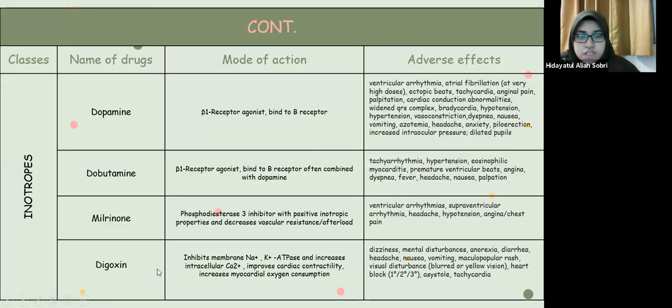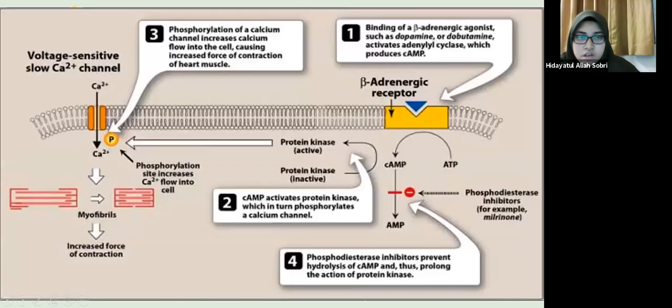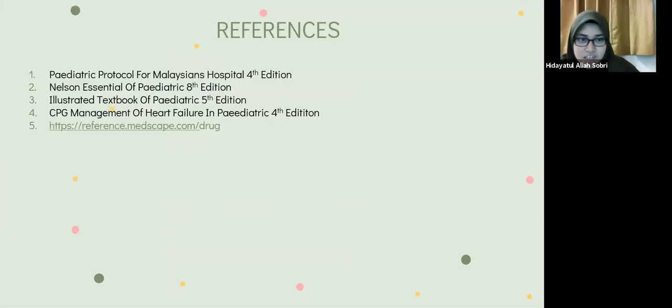The last one is digoxin. It inhibits the membrane Na plus K plus ATPase and increases the intracellular calcium, improving cardiac contractility. Digoxin has a narrow therapeutic index and is very toxic. It has high toxicity and needs to be monitored, so it is rarely used in children. The adverse effects are dizziness, mental disturbance, and others that I have stated here. So I think this is my reference. That's all from me.